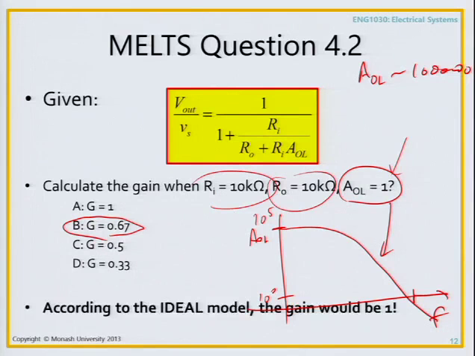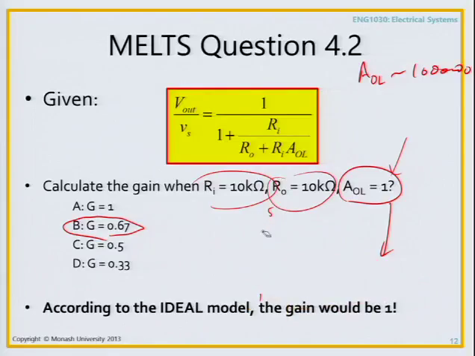Okay, so according to the ideal model, the gain would be 1. And if you decide to design a circuit with an op-amp and you don't understand those parameters on the spec sheet, RI, RO, and AOL, you're probably going to design a wrong op-amp circuit that won't work off paper.